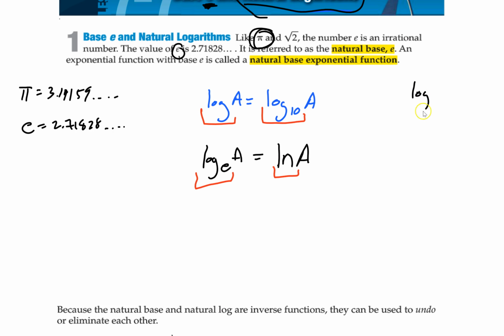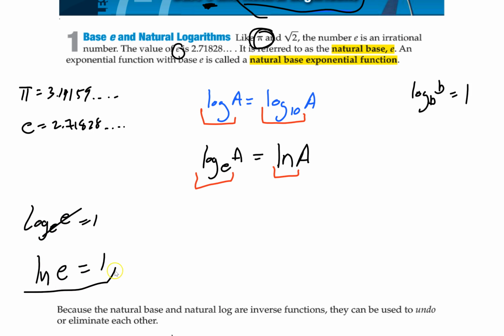Remember how in logs, when the base and the number match, they cancel out, you just get 1. Well, the same thing here. If you have log base e of e, they're going to cancel out, you just get 1. But we don't write it that way, right? We write it with the ln instead. So this is ln of e, right? Because that's the same thing as this, equals 1. And that is a big, big result. ln of e equals 1. Keep that in mind. So anytime you see natural log of e, it reduces to 1.